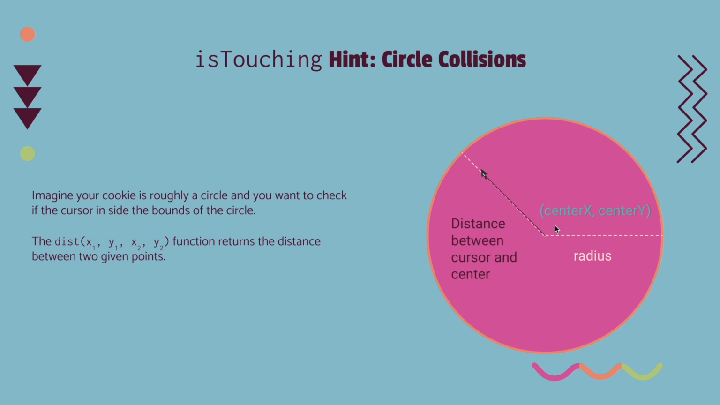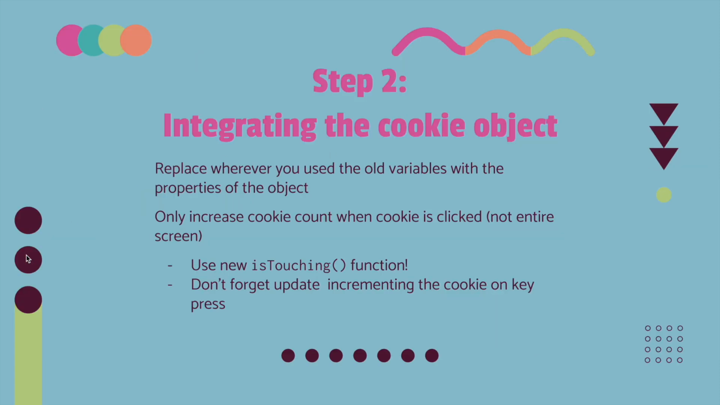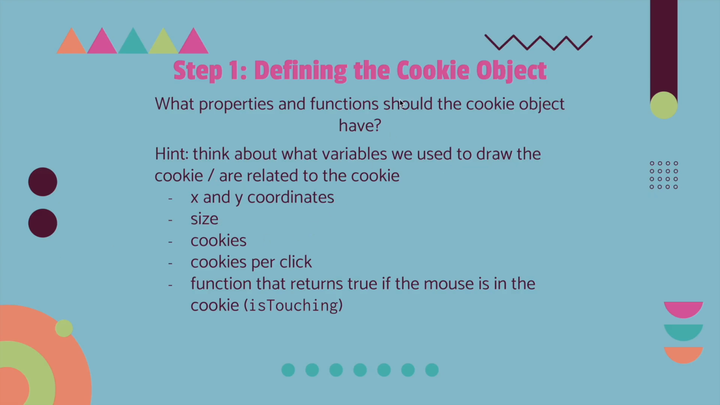The way you can use this is you can find the x and y, that's the center of your cookie, and then you can compare it to the mouse x and mouse y. If the distance is less than or equal to the radius, that means that it's inside of the cookie, and if it isn't, that means it's outside of the cookie. So go ahead and pause the video and work on step 1 and resume it when you are done.